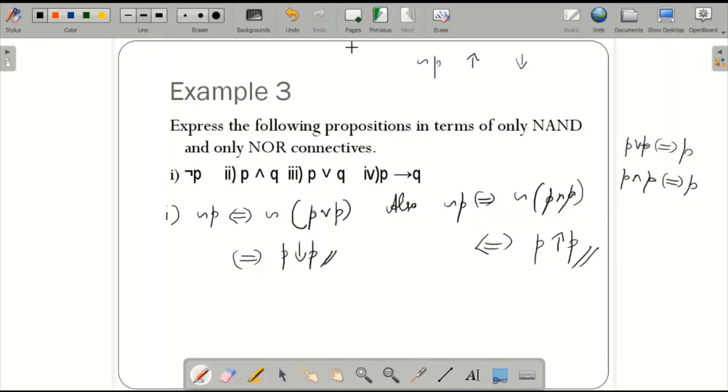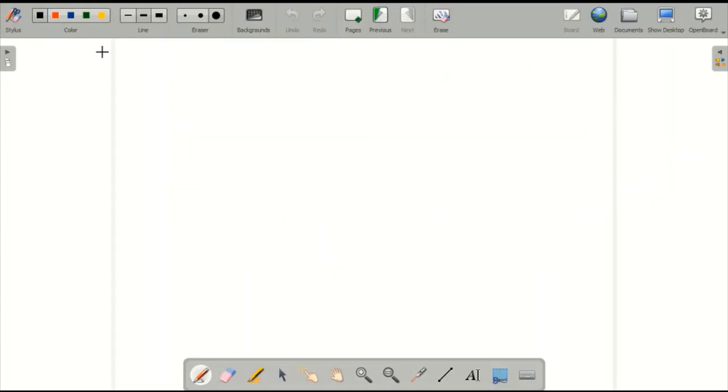Let us now solve the second problem. The second problem he has told is, again express in terms of only NAND and only NOR. So it is P and Q.